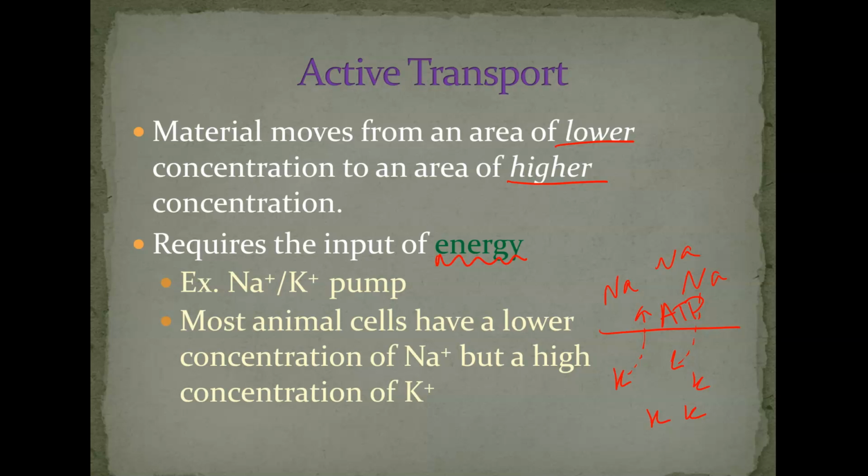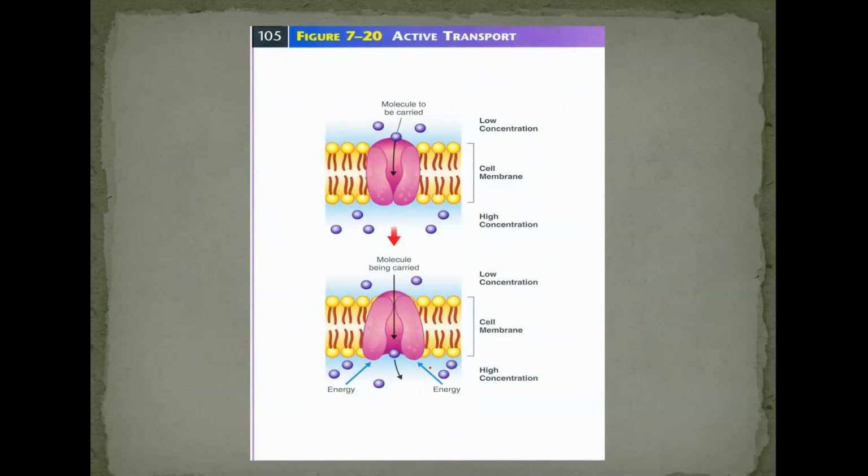So our first type of active transport could be protein pumps across the membrane. So again, if we take a look at this, we start with a low concentration of whatever molecule, and we're going to pump it towards the higher concentration using this energy to activate that protein pump.